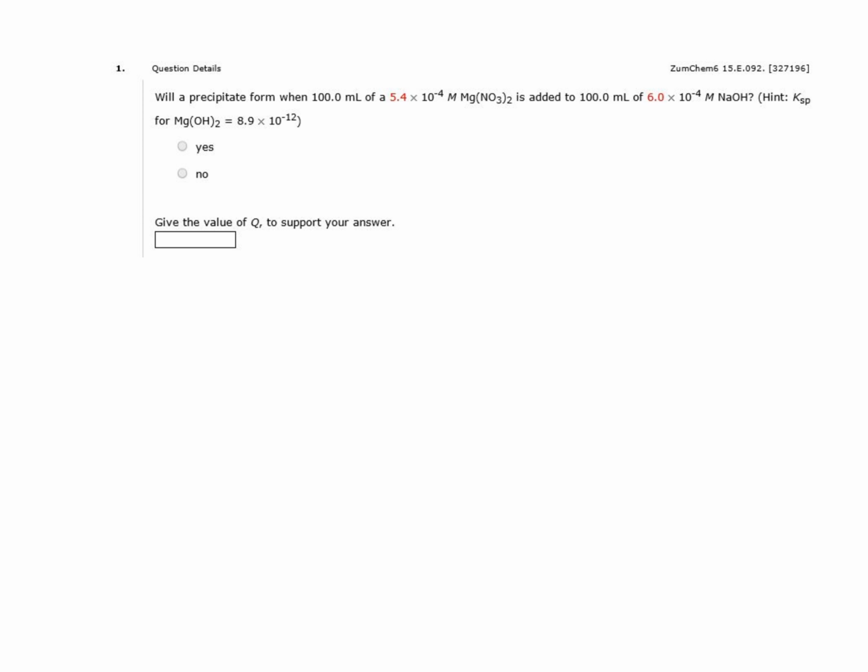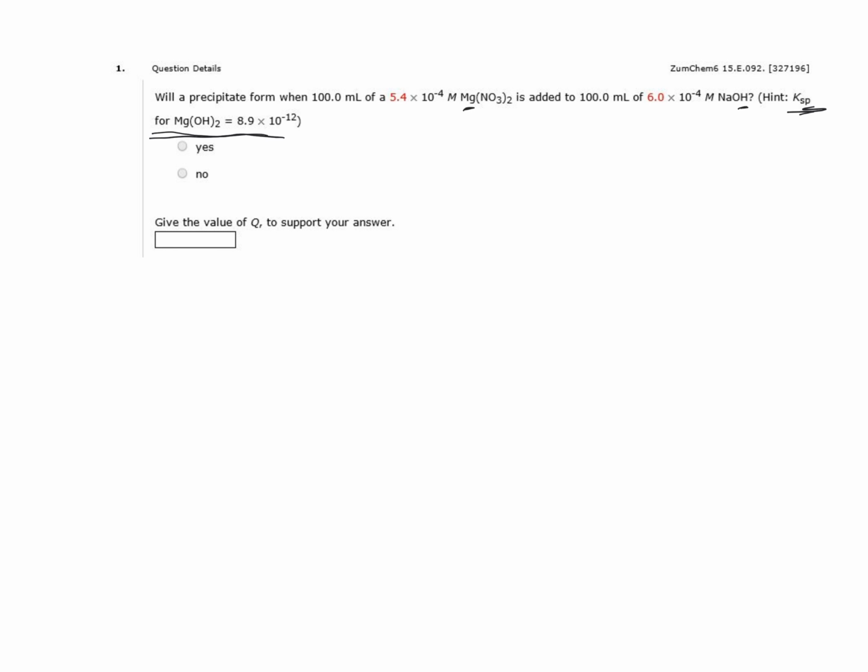Here we have a solubility problem where they're asking us if a precipitate would form given that two solutions of salts are mixed together. And they give us a nice hint. They say the potential precipitate here, whose KSP value is given, is magnesium hydroxide. Well, the two salts that are being mixed together contain the ions that make up the potential precipitate. We have magnesium and hydroxide.